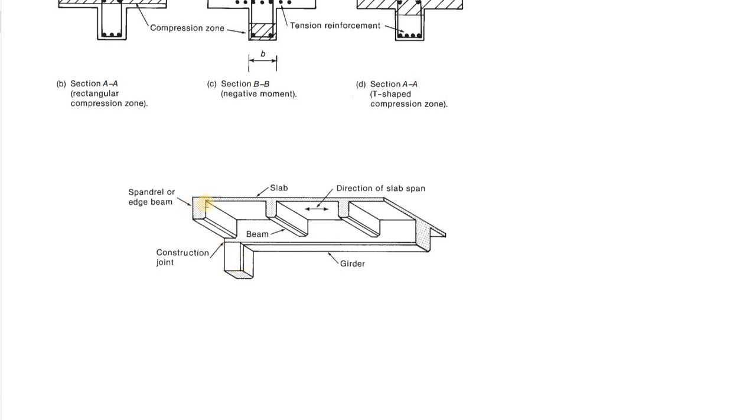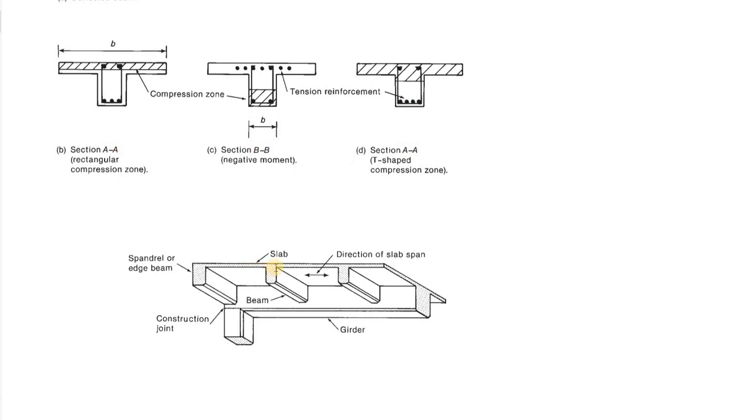So here also you can see this is an edge beam, so we also call it a spandrel beam. So in such a case, again, all of these elements, this girder, this slab, this beam and slab, all of them are poured monolithically, and as a result, a part of the slab acts as a flange for the girder as well as for the beam. So the same slab acts as flange for the girder as well as for the beam.